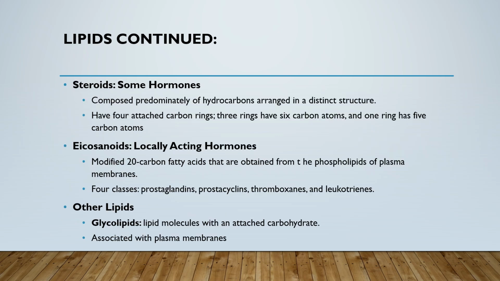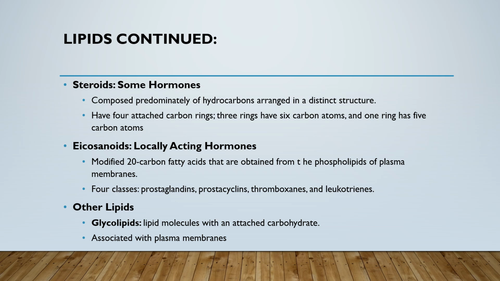Steroids function as some hormones in the body. They are composed mainly of hydrocarbons arranged in a distinct multi-ringed structure. They are characterized by 4 fused carbon rings, with 3 rings having 6 carbon atoms each and 1 ring with 5 carbon atoms. Steroids include cholesterol, steroid hormones such as testosterone and estrogen, and bile salts.